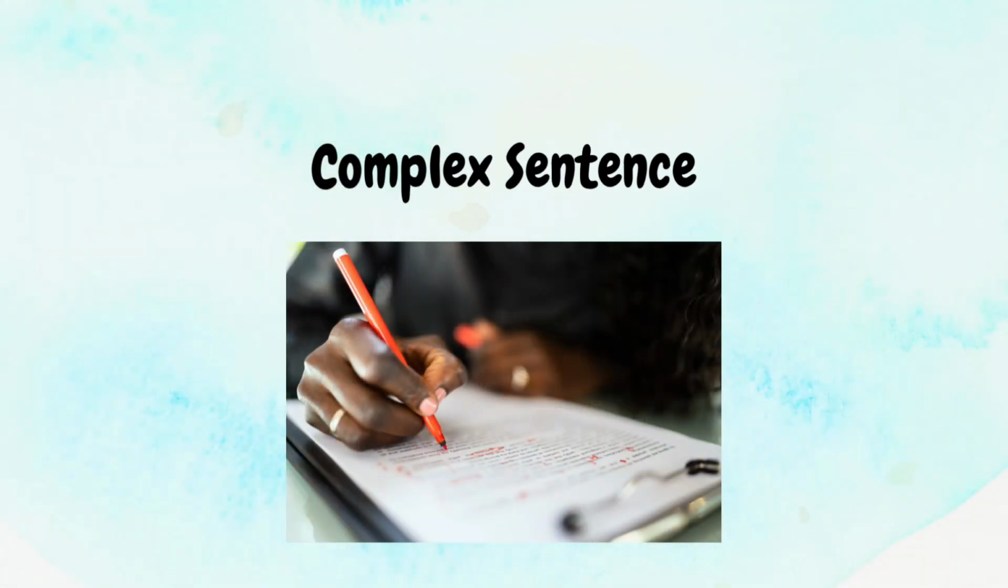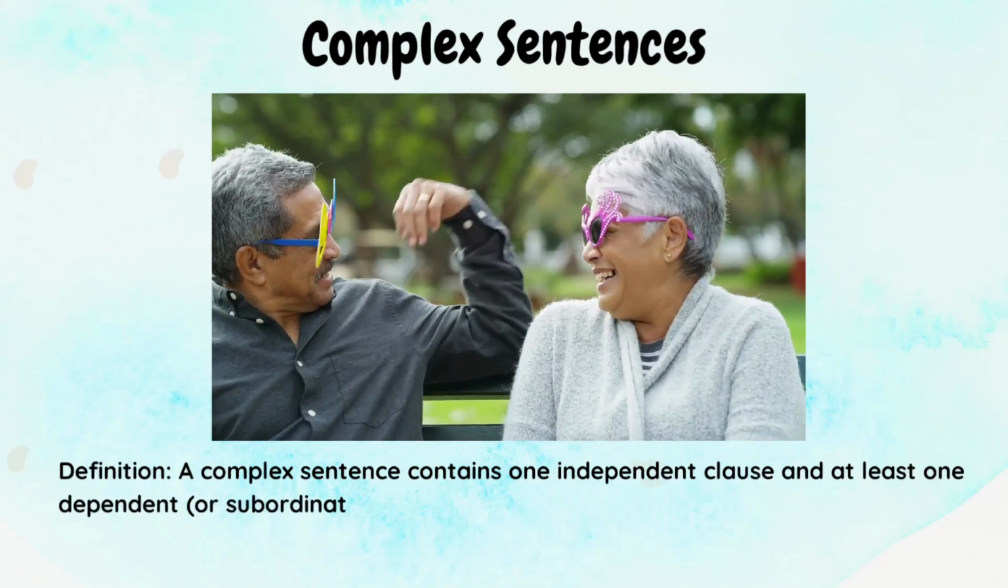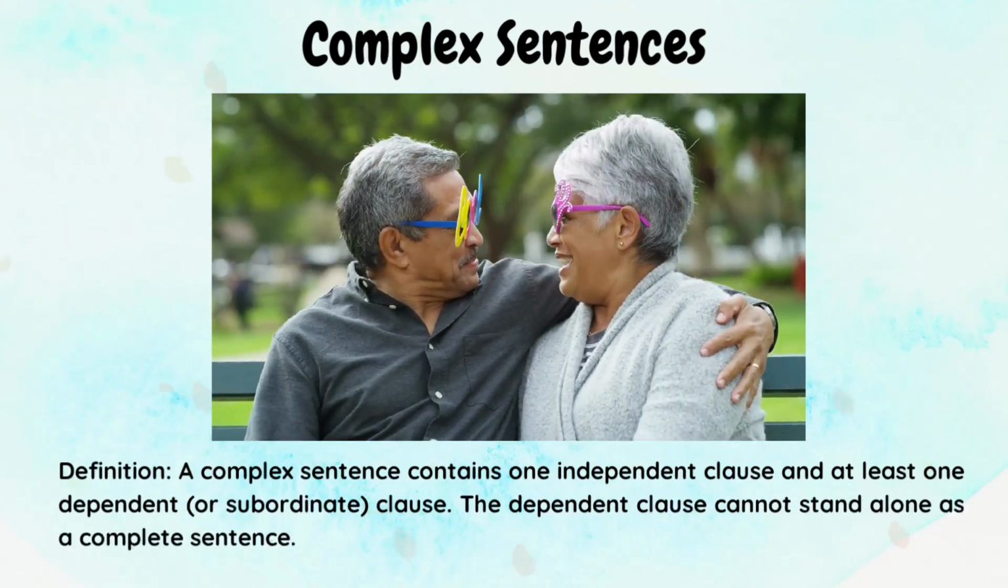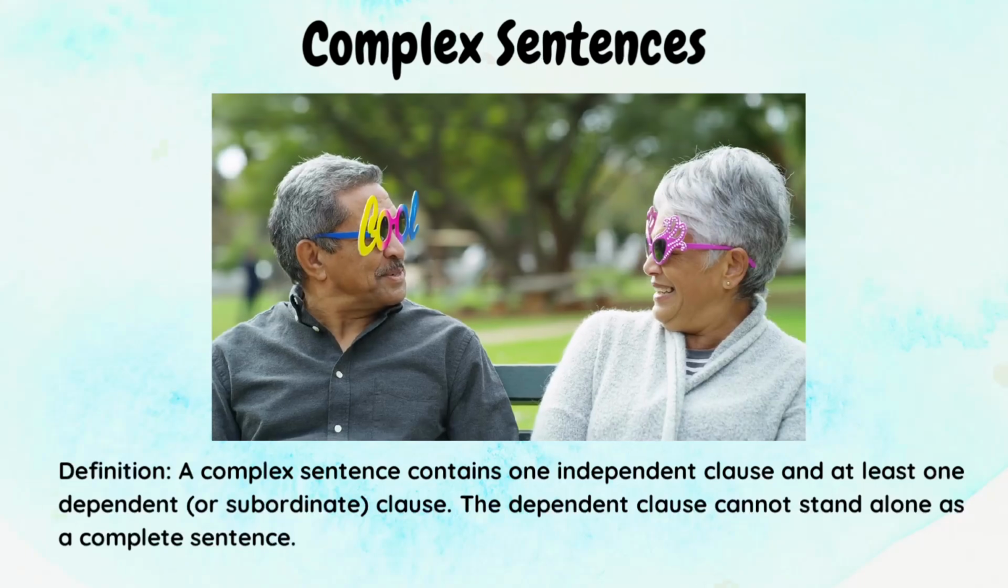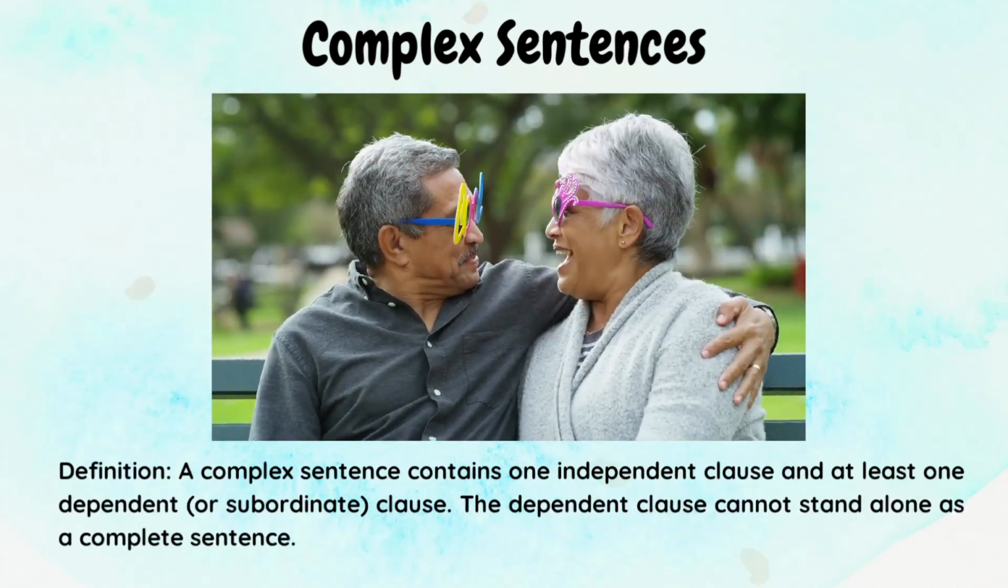Okay, so first of all, let's talk about complex sentence. Before moving on, I'd like to ask you a quick question to think about. What comes to your mind when you hear the word complex? I'll give you several seconds to think about that. Remember, a complex sentence contains one independent clause and at least one dependent or subordinate clause. The dependent clause cannot stand alone as a complete sentence.